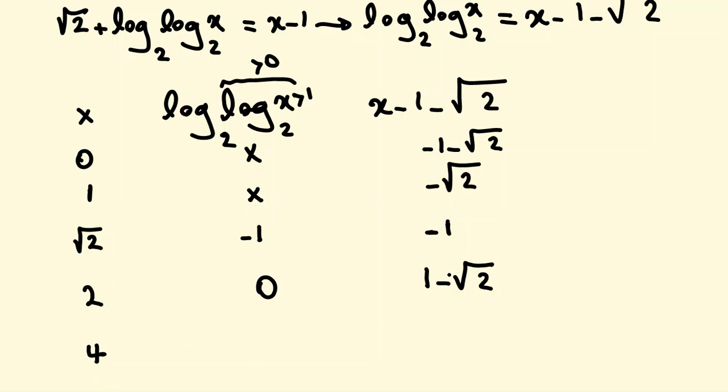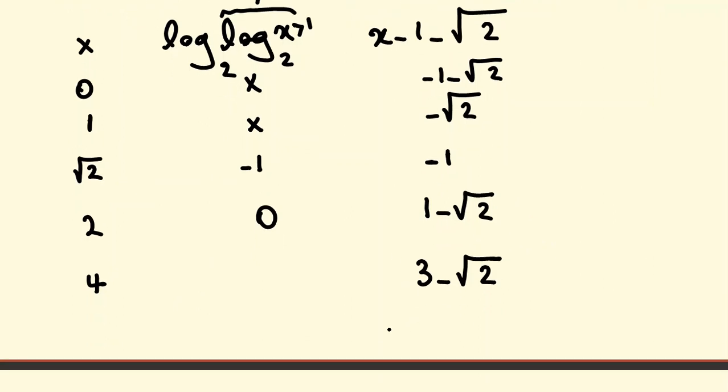So if you replace 4 here, it will be 4 minus 1, 3 minus root 2. And if I replace 4 here, it will be what? Let me calculate. Log 2 of 4: 2 to the power of what is 4? 2. 2 to the power of what is 2? 1. So it will be 1. Now we've calculated the critical points that we need.